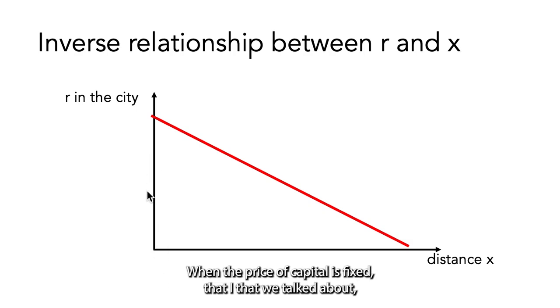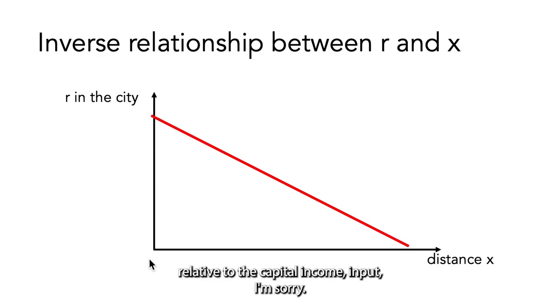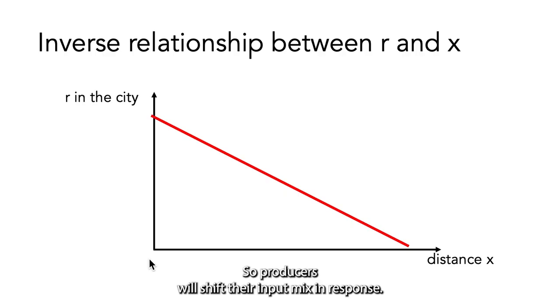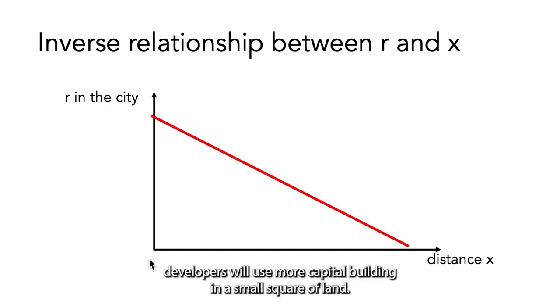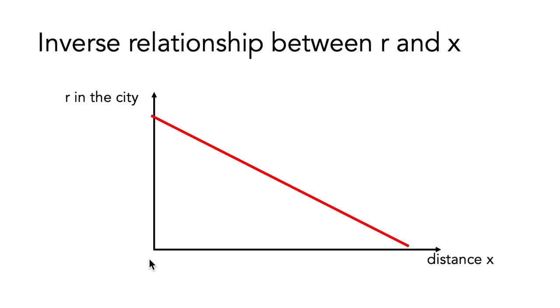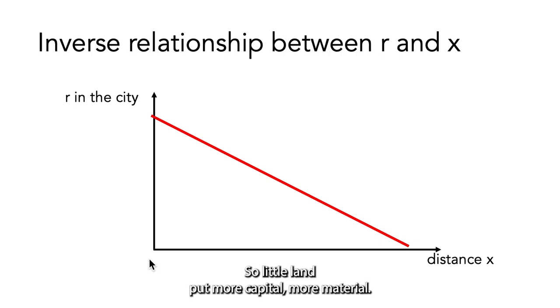When the price of capital is fixed, as we talked about, and rent is rising as we get closer to the center, then the land input becomes more expensive relative to the capital input. So producers will shift their input mix in response. If land is more expensive compared to capital, developers will use more capital, building on a small square of land. This means that developers are building taller buildings: little land, but more capital, more material.